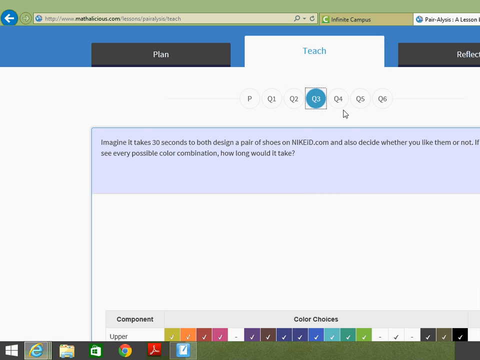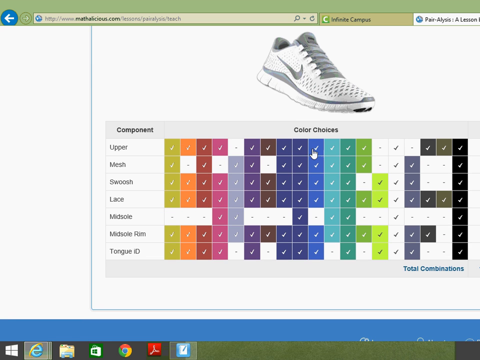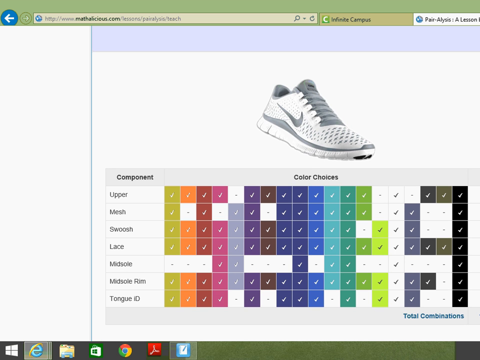And you can see here, this is how many combinations. That's how many things you would have to make on your tree diagram. So fundamental counting principles right here, 16 times 13 times 16 times 19 times 7 times 18 times 13. 103,574,016 Nike shoe combinations. Imagine drawing that in a tree diagram if we didn't have fundamental counting principle.